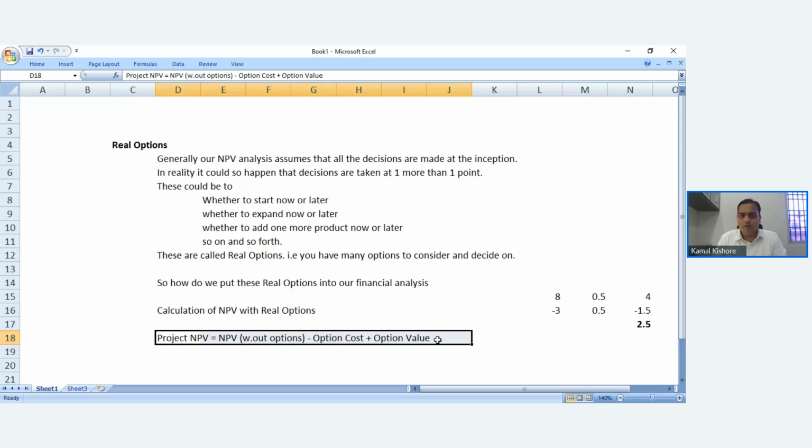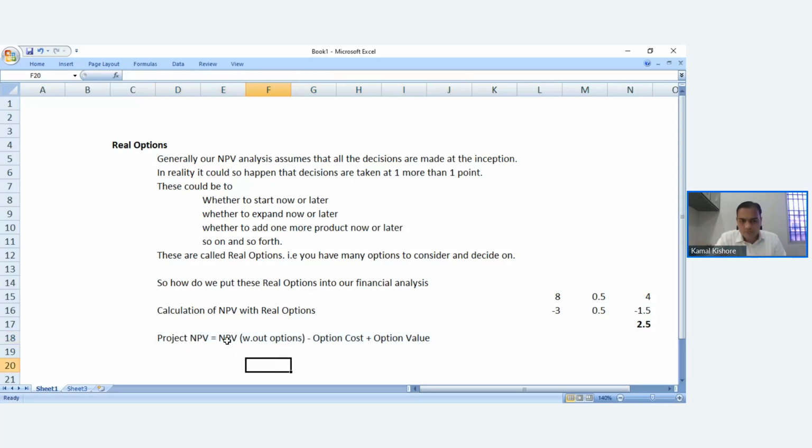So then what will happen? I will ask: what is the NPV that I have without any option, plus, if I expand tomorrow, what is the cost of it and what is the benefit I'm going to get? I'm going to combine these three, and I will arrive at a decision. That is how this formula is built: NPV without any option, then the option cost, then the option value. So let us take one scenario.